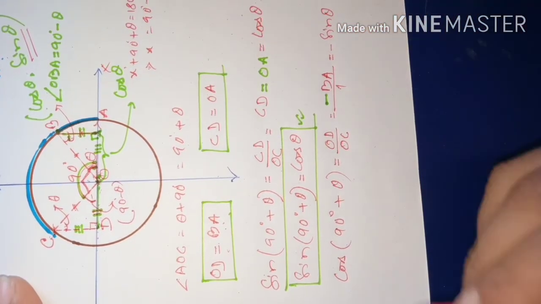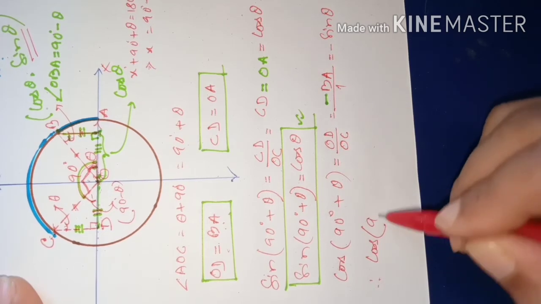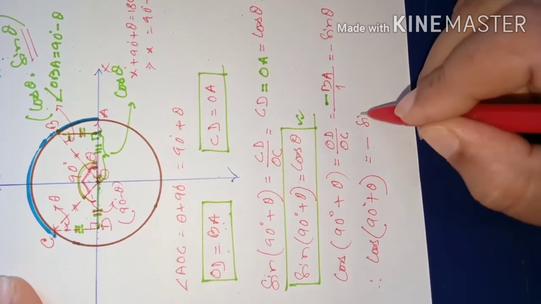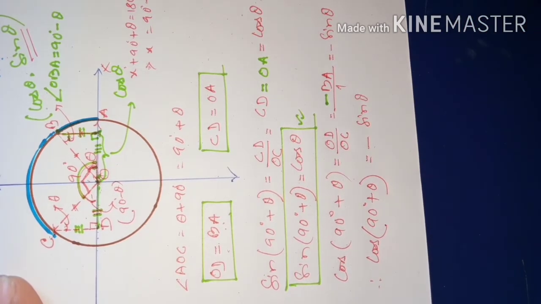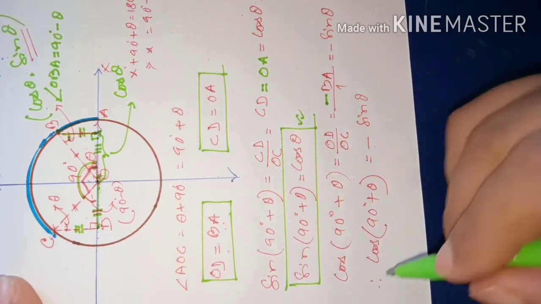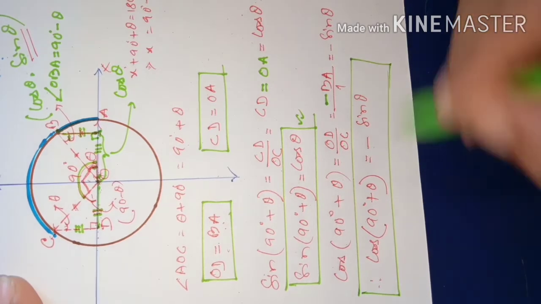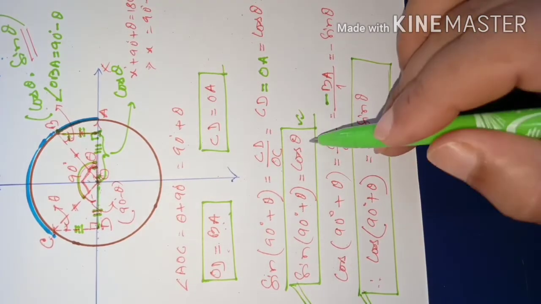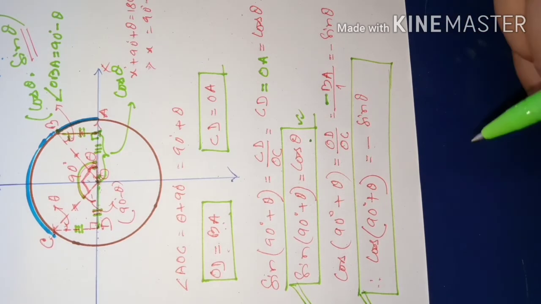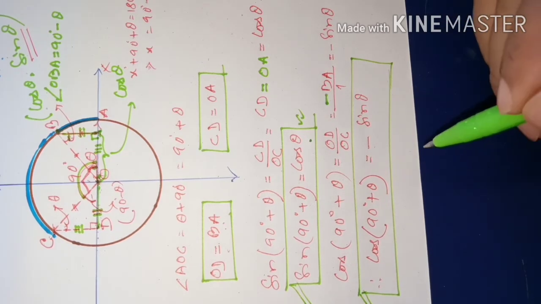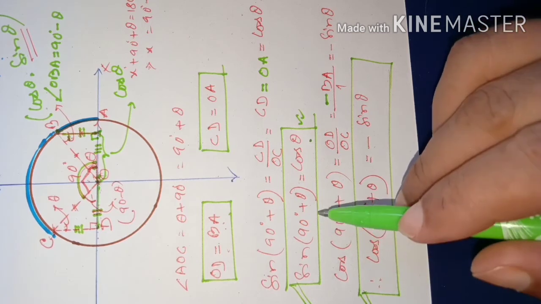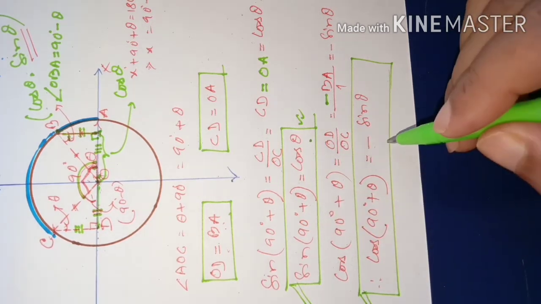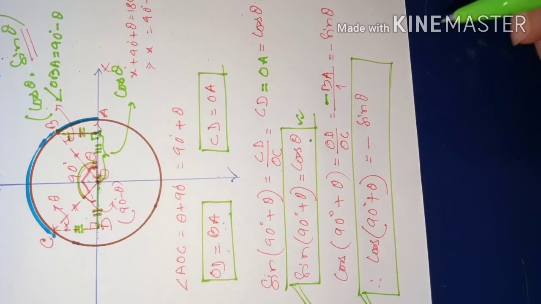So what is our conclusion then? We started with cos 90 plus theta, and we ended with minus sine theta. These two results are very, very important. If you have learned these two results, then many things you can derive using them. Sine of 90 plus theta is equal to cos theta, and cos of 90 plus theta is minus sine theta. So it is unlike sine of 90 minus theta. Sine of 90 minus theta is cos theta, and cos of 90 minus theta is sine theta. But here cos of 90 plus theta is minus sine theta.